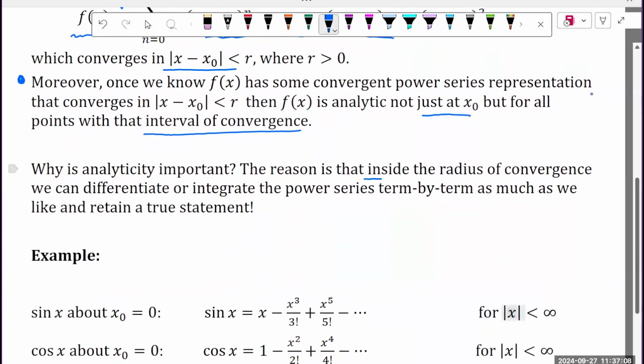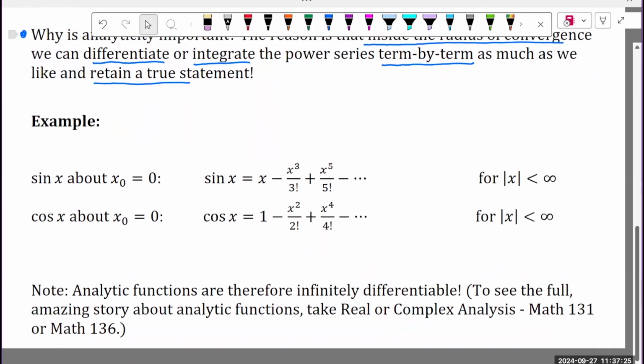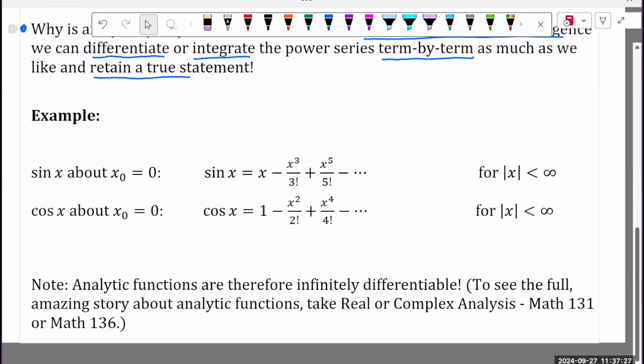Inside the radius of convergence, we get to treat that infinite series like it's a regular polynomial. So we can differentiate or integrate the power series term by term as much as we like and retain a true statement. Consider, for example, the power series for sine x about x equals 0. Differentiate term by term, and you actually get the power series for cosine x about x equals 0.